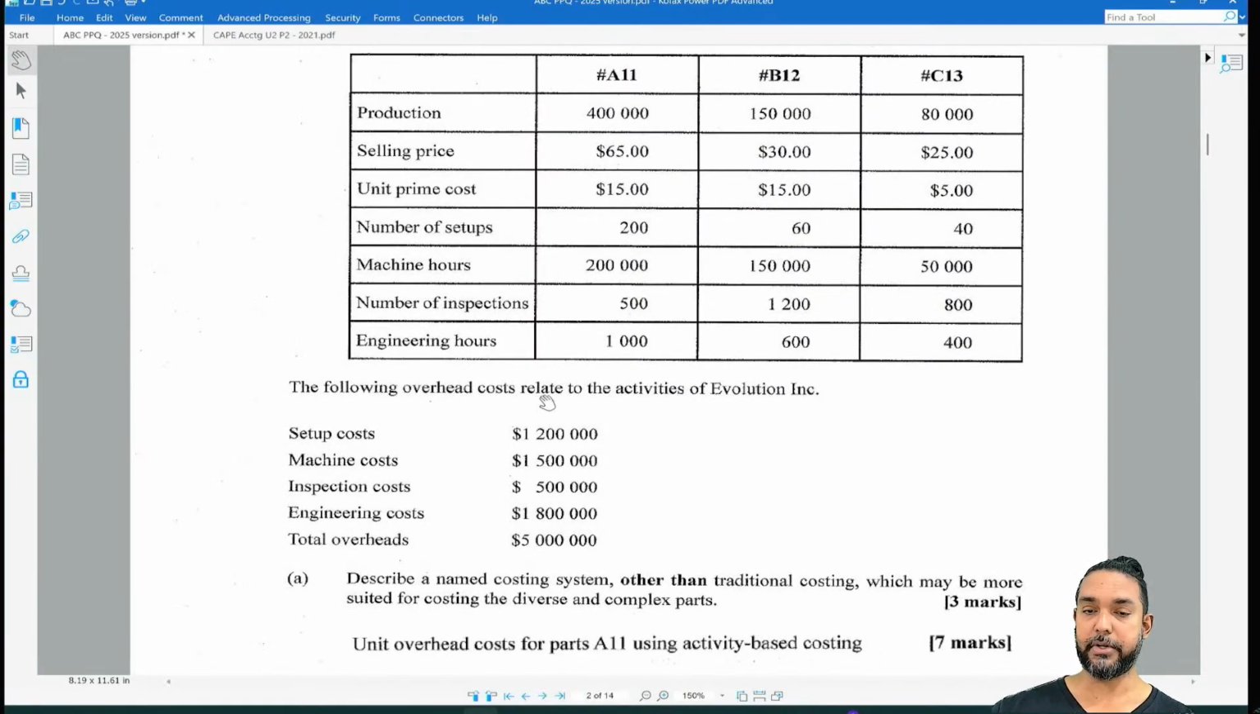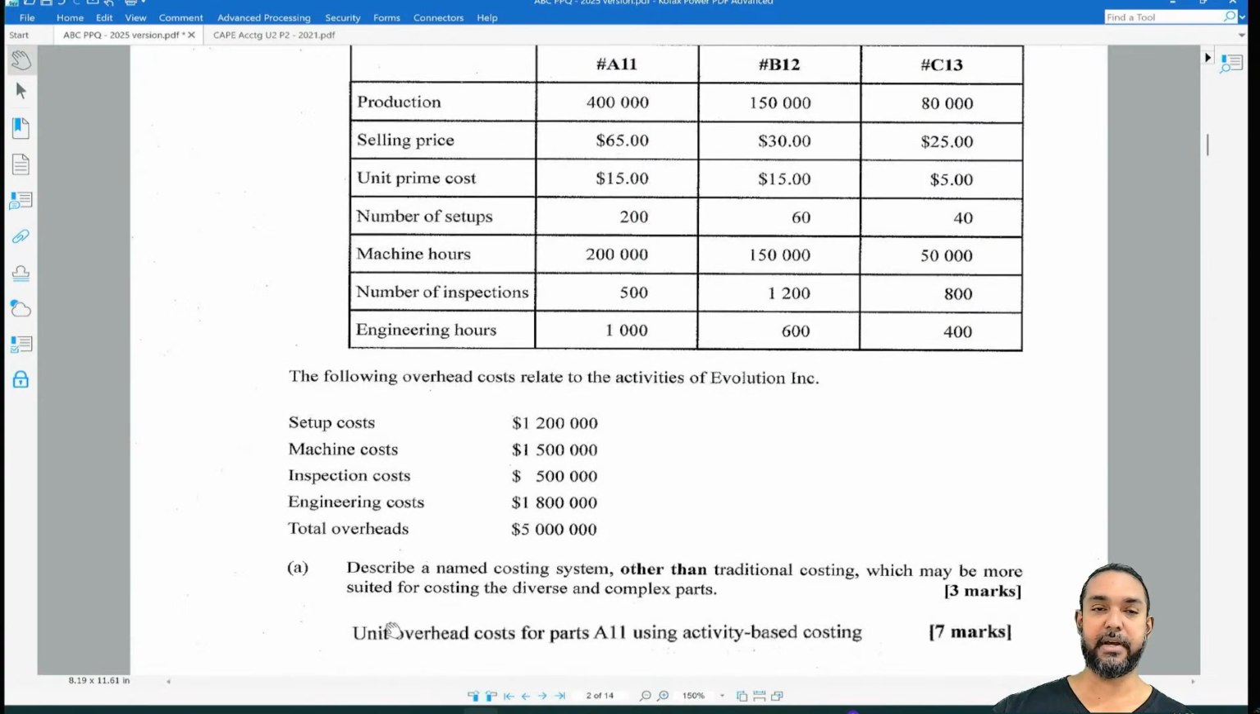The following overhead costs relate to the activities of Evolution Inc. Setup costs, machine costs, inspection, engineering, total overheads. 1, 2.7, 3.2, 5. Okay. Describe a named costing system other than traditional costing, which may be more suited for costing the diverse and complex parts. Okay, fine. But we know that, right? Okay, sorry. I had to actually copy and paste the question. It's just saying unit overhead costs for part A11 using activity-based costing.